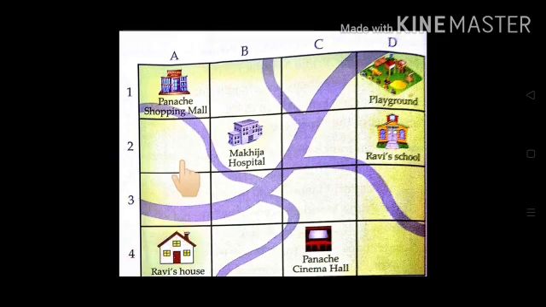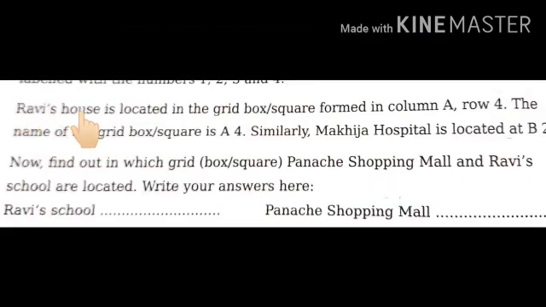Now we will locate the place. How? Ravi's house is located in the grid box or square formed in column A, row 4. The name of the grid box or square is A4. Similarly, Makhiza Hospital is located at B2.